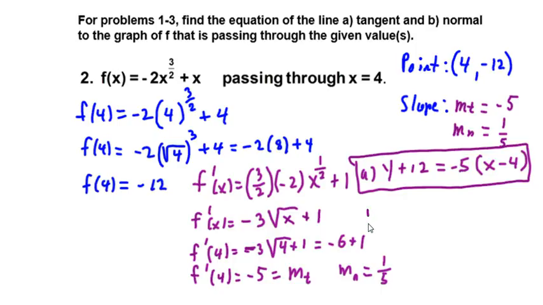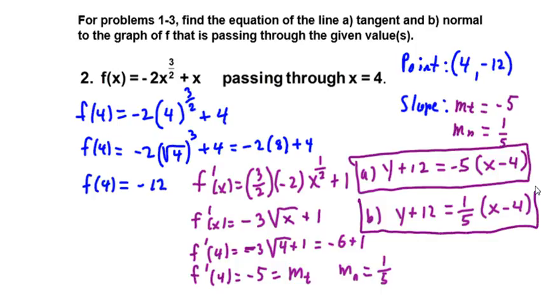Part B is going to be, again, y plus 12. The normal line is going to be exactly the same thing, except the slope is going to be 1/5, times x minus 4. So that's our answer, part B. Okay, but finding the point, finding the slope, plugging them into the point-slope form of an equation, that's it.